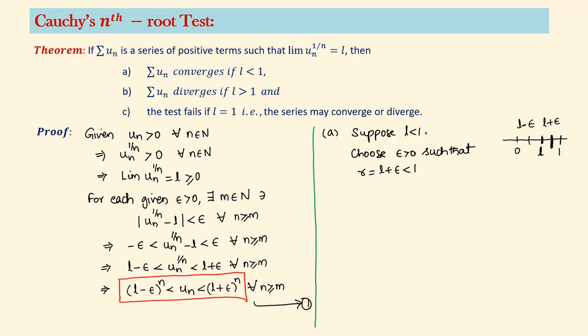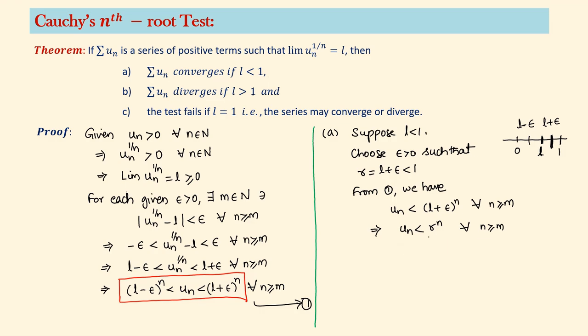So from inequality 1 I'll consider the second two terms. So from 1 we have u_n less than (L plus epsilon) power n for all n greater than or equal to m. But what is L plus epsilon? L plus epsilon is R, so u_n is less than R power n for all n greater than or equal to m. So looking at this, we can see that we can apply the comparison test here.